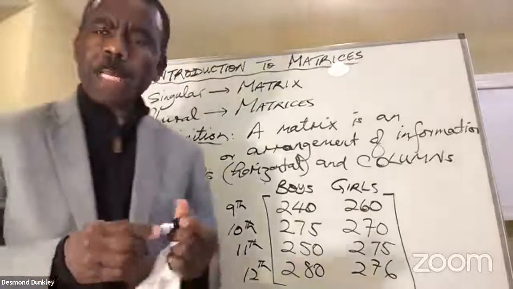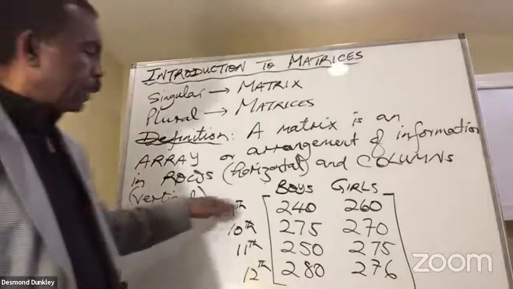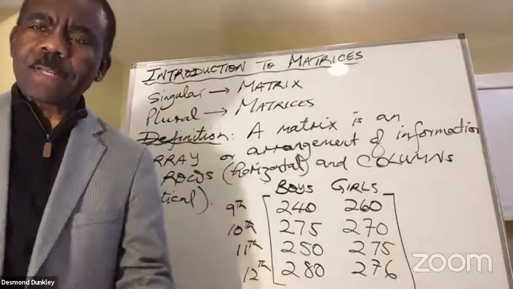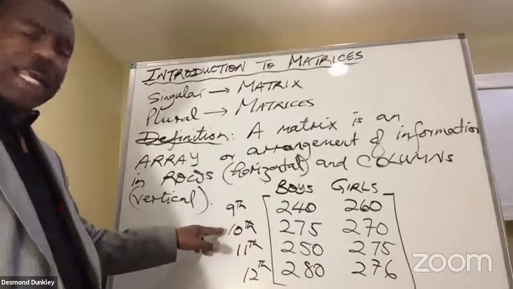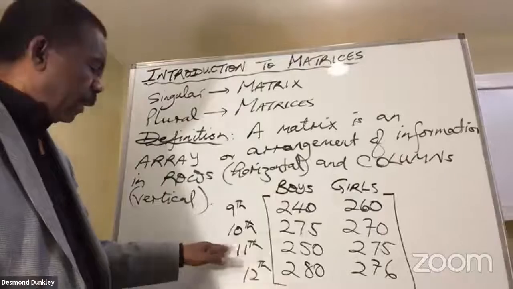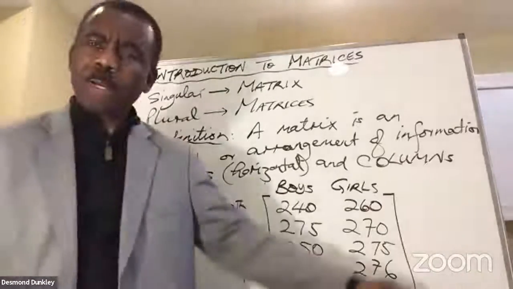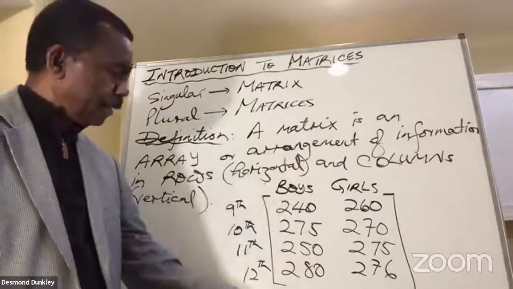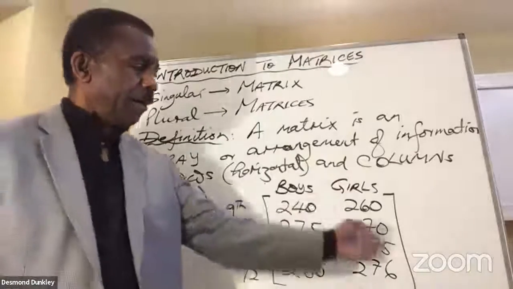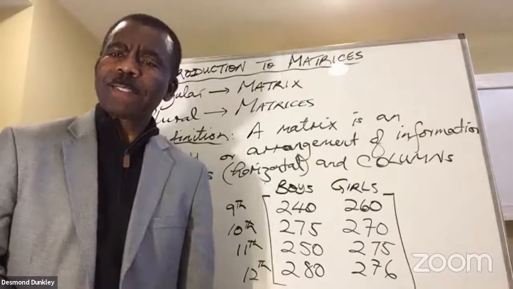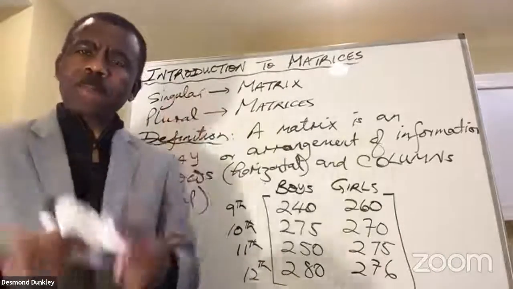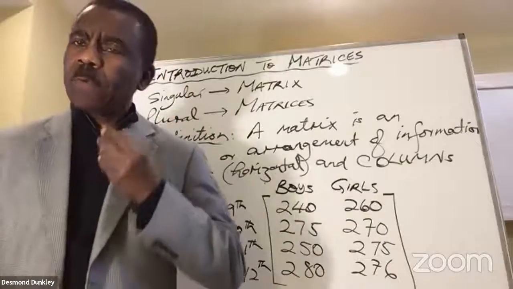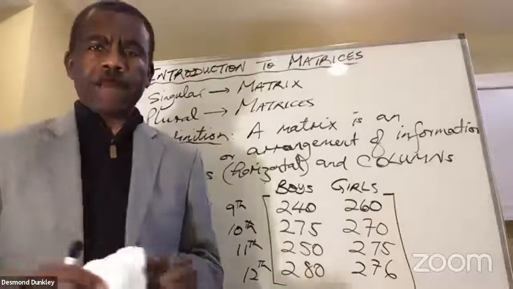Okay, so now we look at what we have here. This row, the first row, deals with the number of 9th graders, male and female. The second row deals with the number of 10th graders, 11th graders, 12th graders. This column deals with the number of males, number of boys. This column deals with the number of girls. So that's a way that you could capture information in a very concise manner and gives you a lot of information very quickly.